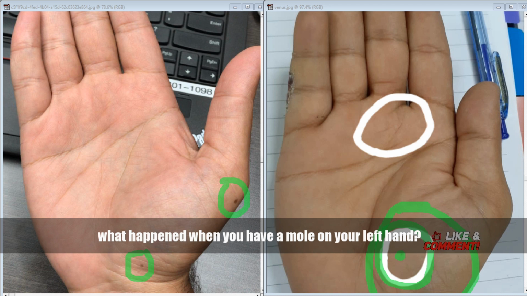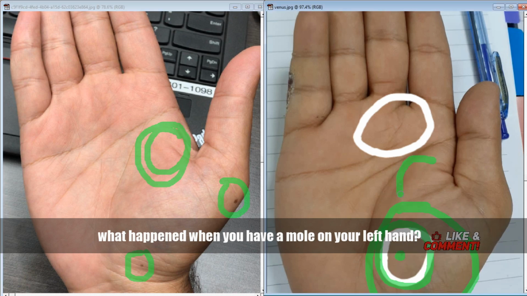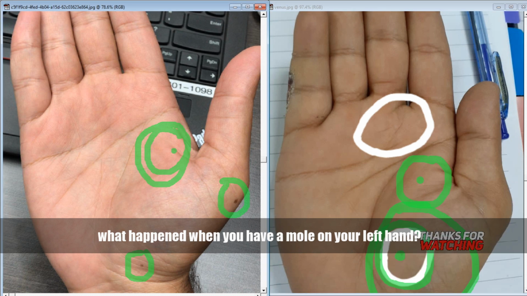Take another scenario, like if a person has a mole on the mount of Mars. Let us assume left hand or right hand, it doesn't matter much. So this is the area where the mole is placed. Let's imagine the mole is somewhere here or somewhere here. A mole on the Mars area is the area of your aggression, the area of the fire within you. It is basically the spark within you. Mars is that particular area.